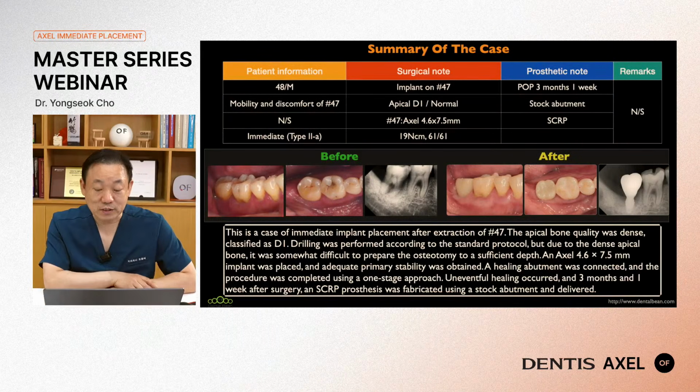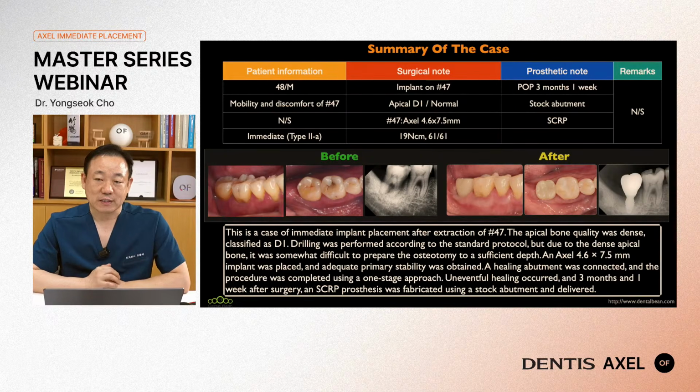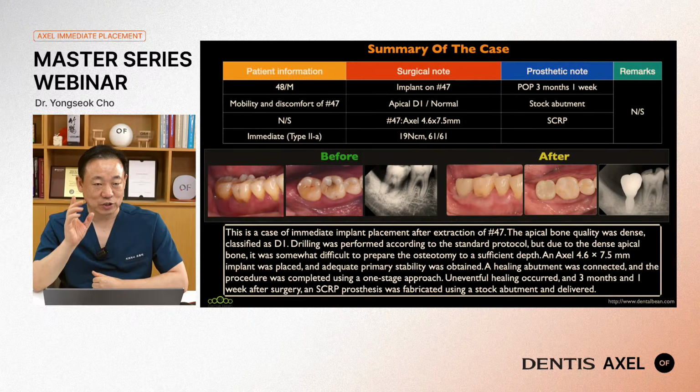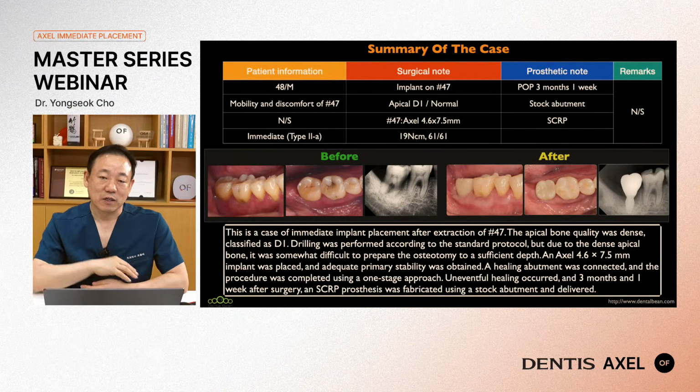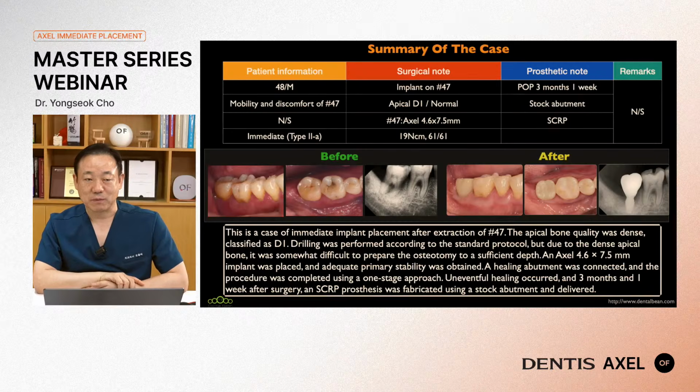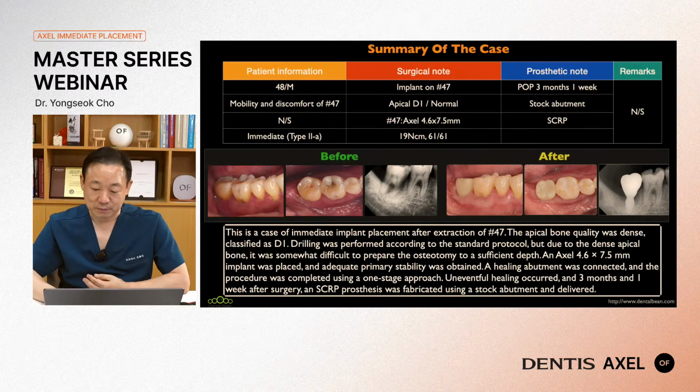This case was an apical D1 bone density case. For beginners, you will have trouble during immediate installation in such a case. You need a sharp drill, and you must select a safe case. Available apical bone must be more than 5 millimeter for safe surgery.